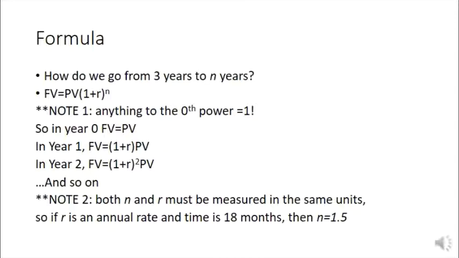Now, there's an important thing to keep in mind here, which is the rate and the time horizon must be measured in the same units. So if R gives us an annual rate, 5% a year, and I give you a time horizon of 18 months, n isn't 18, there are 12 months in a year, n is 1.5.